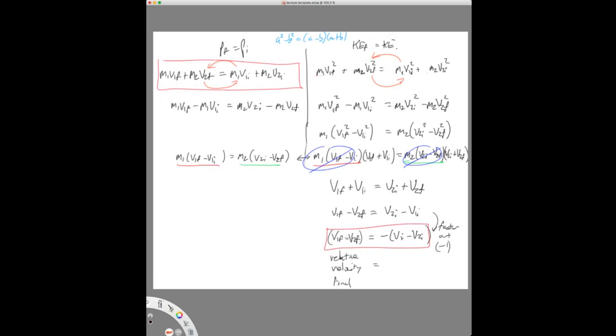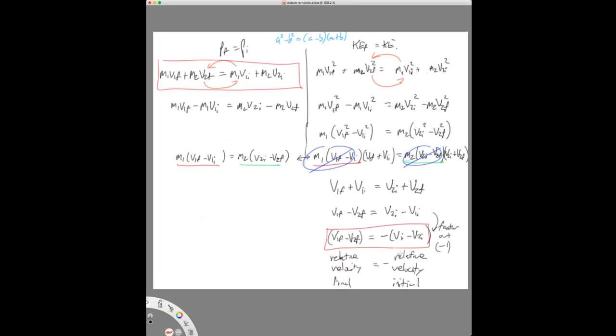Okay, and what this equation says is that the final relative velocity is equal to minus the relative velocity initially. And that's just a convenient thing to remember. If the difference in the speeds is 1 meter per second before the collision, the difference has to still be 1 meter per second after the collision.